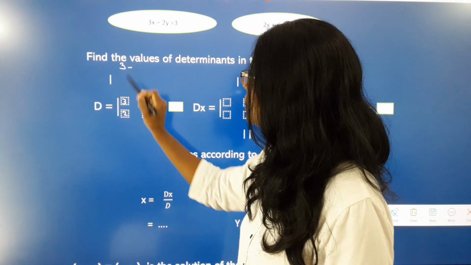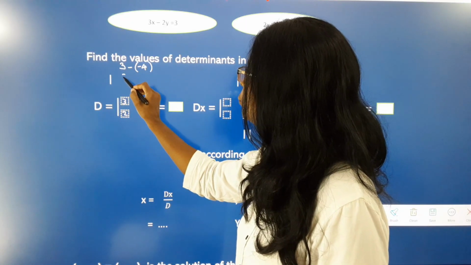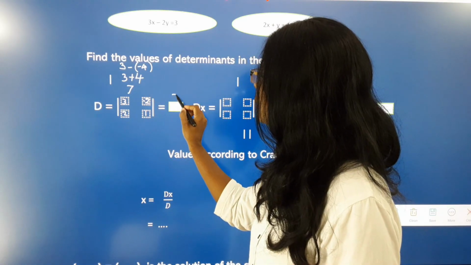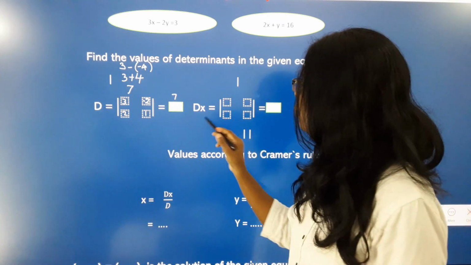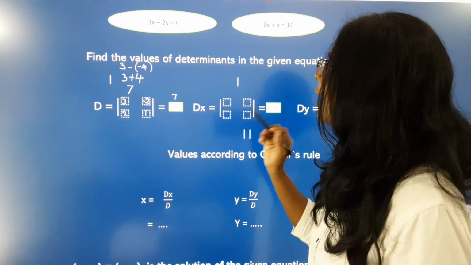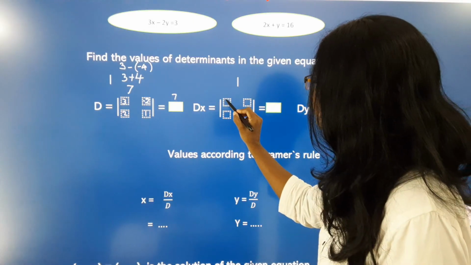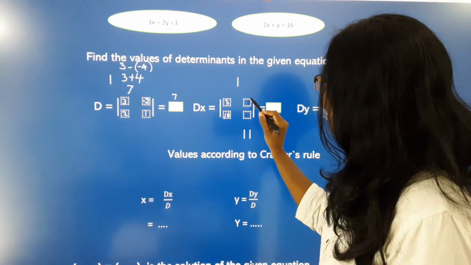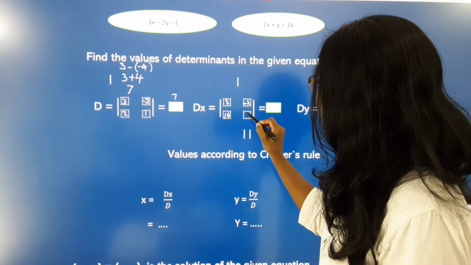Calculate this by cross multiplication: 3 minus of minus 4. So which is equal to 3 plus 4, 7. So the answer is 7. D is equal to 7. Then D of x, hide the coefficient of x and write down the constants. So here 3, 16, and then minus 2, 1.